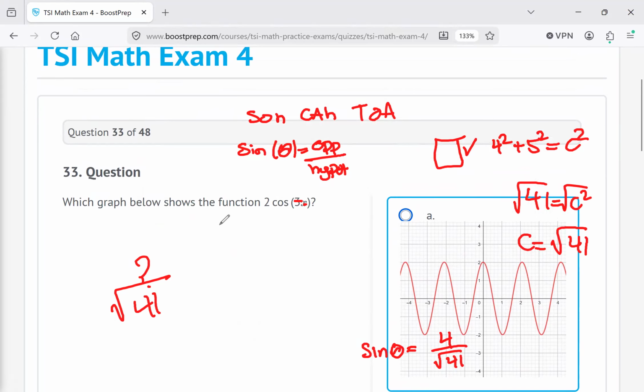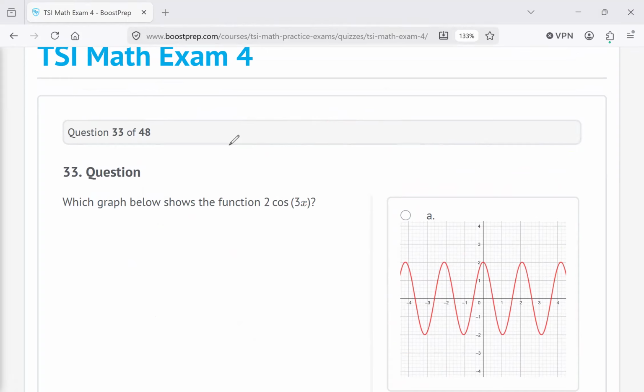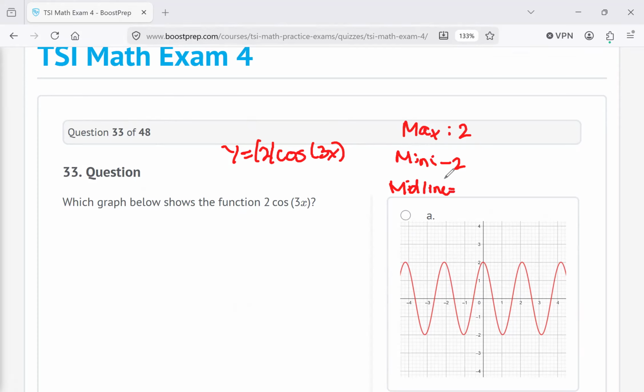This one, which of the graphs below represents y equals 2 cosine of 3x? What would be helpful is finding the max, min, midline, and then the period. We don't have a vertical shift. So my max is related to the absolute value of 2, so my max is 2. My min is -2. And my midline is the average, 2 plus -2 over 2, which is 0. And then my period is 2 pi over b. What's my b value? 3.